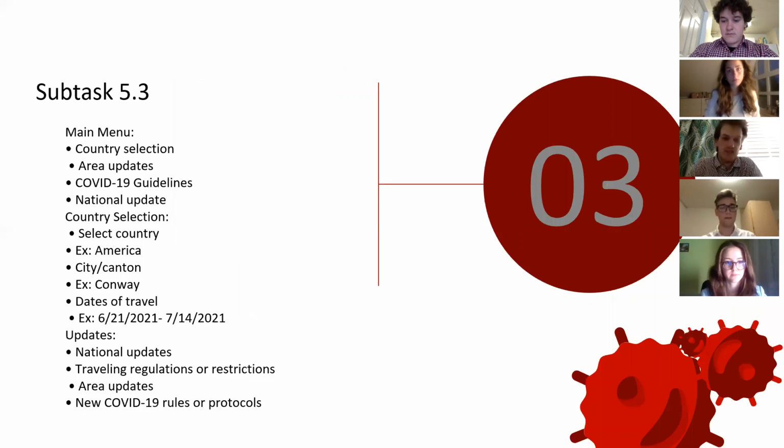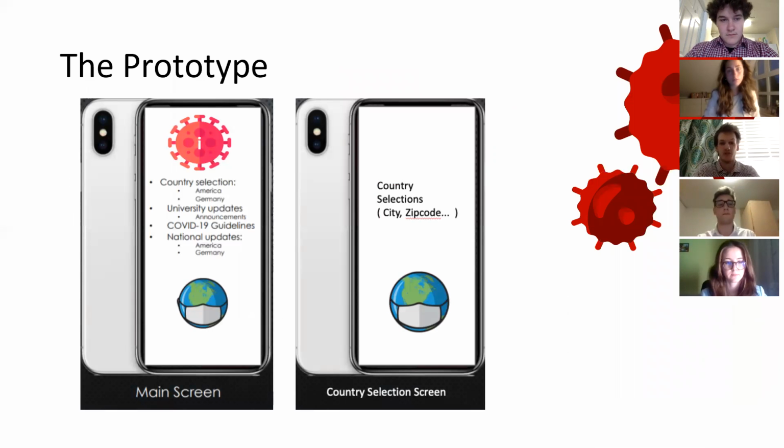All right, I will continue with subtask 5.3, which is the prototype. As Mark explained, we kind of want to make an app where anybody can use it in any country. And on the main screen, we'll start off with 4 button selections: the country selection, the university updates, the COVID guidelines, and the national updates.